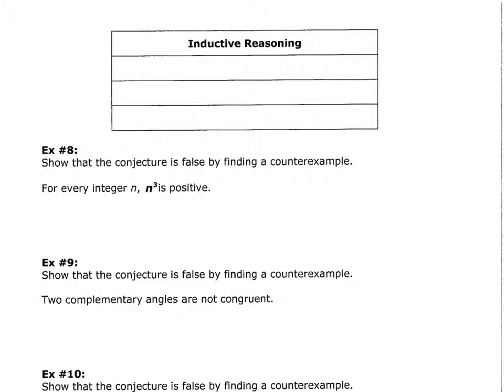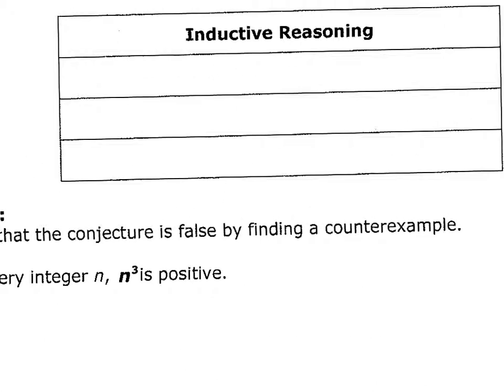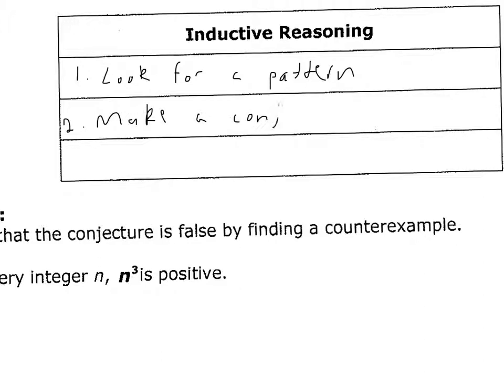Okay, a couple things you need to look for when you are using inductive reasoning. Number one, look for a pattern. Okay, you always want to look for patterns when you're doing math. Number two, you're going to make a conjecture or a hypothesis. Just an educated guess, basically. And number three, you're going to prove the conjecture or find a counterexample.